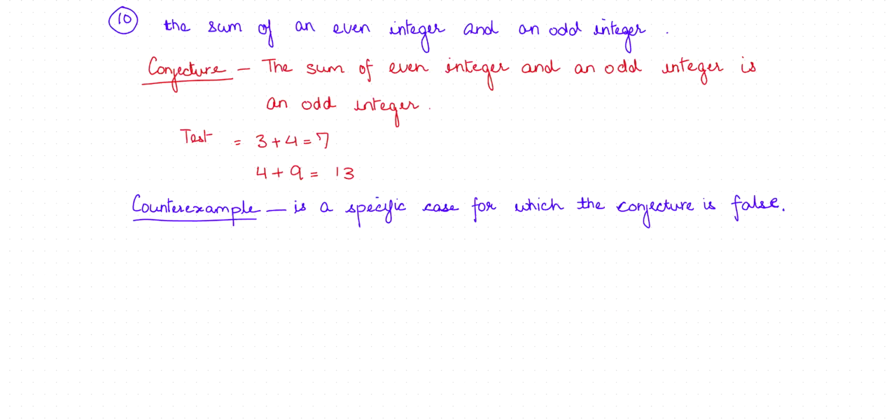When we find a conjecture, we believe that conjecture must be true for all cases. But we can show that a conjecture is false by finding a counterexample. A counterexample is a specific case for which the conjecture is false. Let's do some problems.